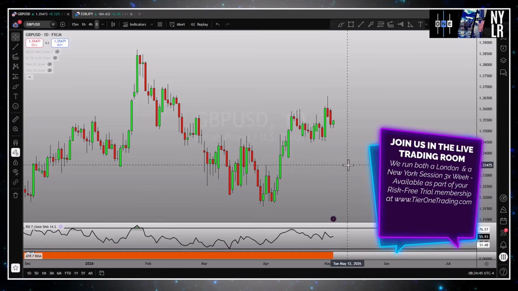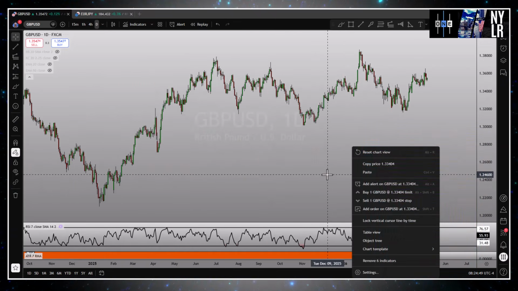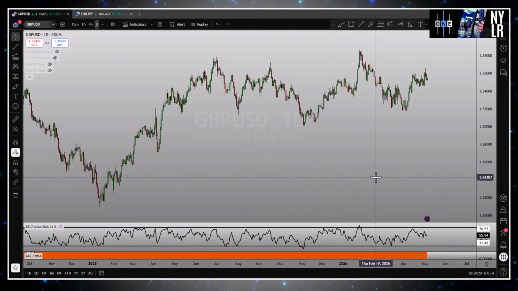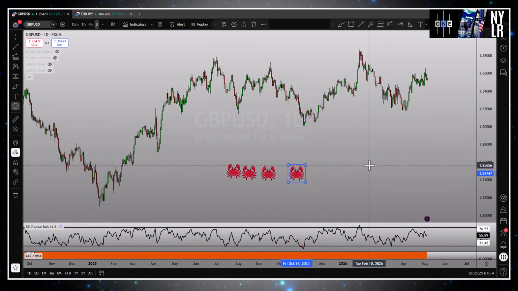So let's look at this thing. Let's look at the daily chart and let's ask ourselves the question: recently, what have we been doing? Have we been going bullish? Have we been going bearish? Or have we been doing the sideways shuffle? Do I have a crab here? We've been doing the wounded crab, the sideways shuffle.